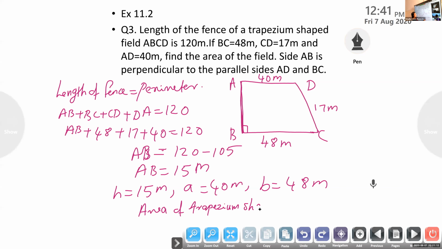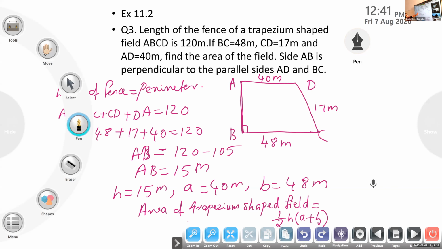Trapezium shaped field. Area equal to half H into A plus B. Substitute. Everything is there, now we have H, A and B. Substitute and find.